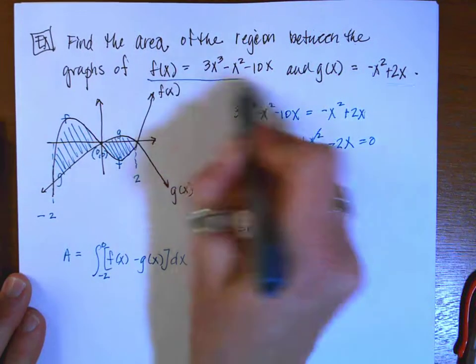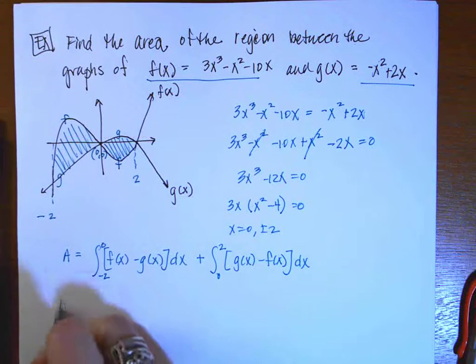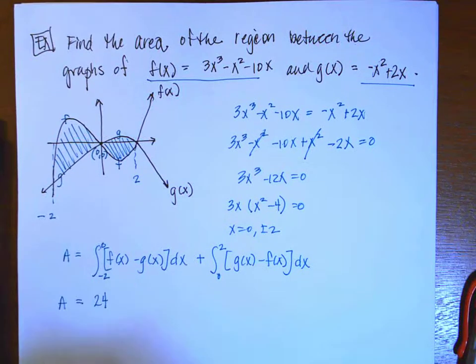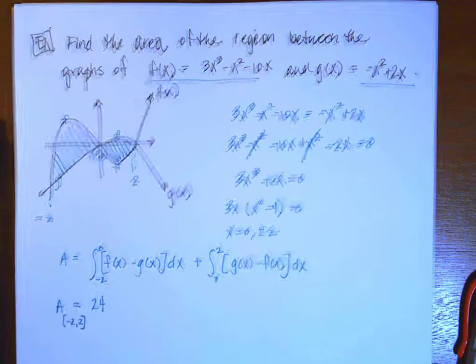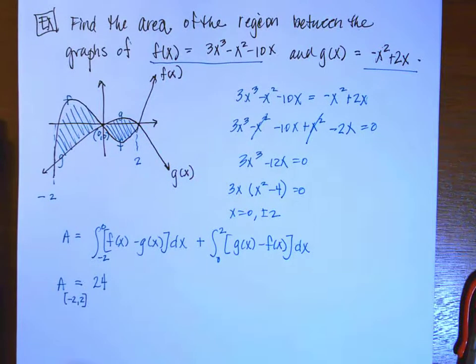At this point, I'm assuming that you can substitute those functions into your integrals and then integrate. When you're done, if you decide to do that so you can check your work, you get that the area is equal to 24, and that would be the area from negative 2 to 2, in between the two curves.